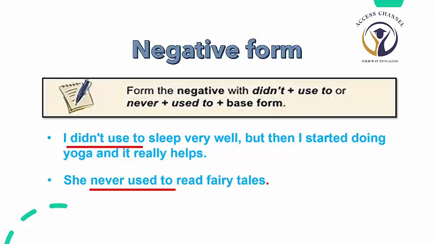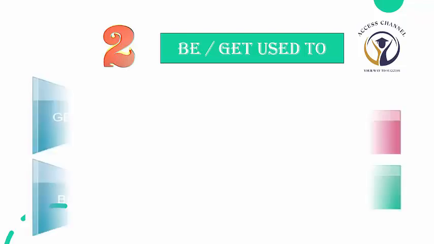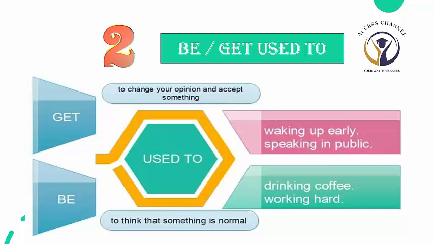So, let's move on to the second usage of used to, which is be or get used to. They are very close to each other, but there's a tiny difference between them. Let's discover it together. Let's start with get. Get used to means that you are in the process of becoming familiar with something. You are still in the process of becoming familiar. But with be used to, you're already familiar with something. And of course I will explain it more.